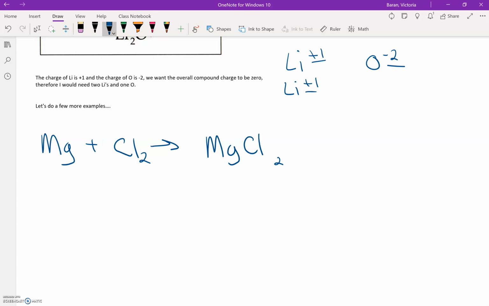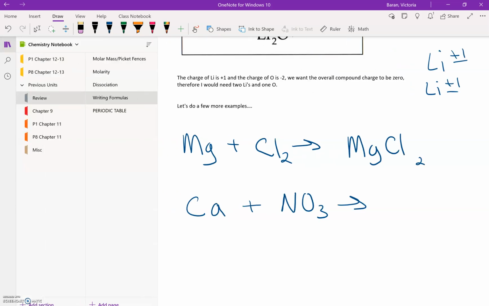All right, let's do an example with some polyatomic ions. Okay, so let's say I have calcium and we have NO3. NO3, that is nitrate. So if you see something like this, this is when you're going to have to look at the back of your periodic table.